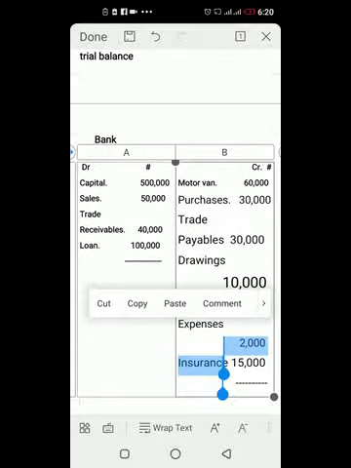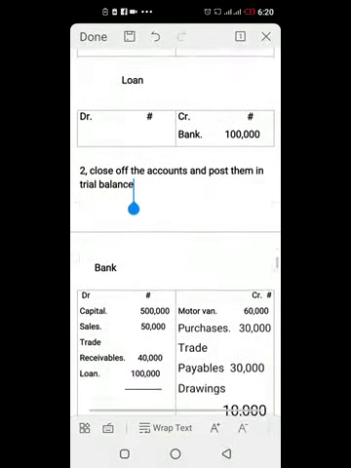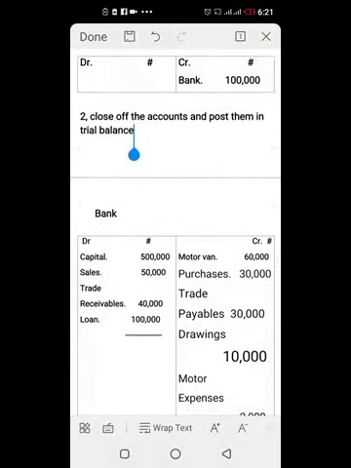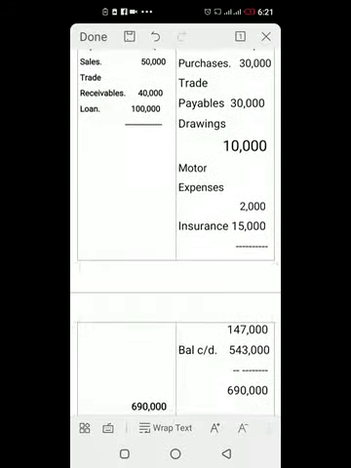Now that will take us to what? Our trial balance. We close off the accounts and then we'll post them in the trial balance. I have explained how we close off accounts. We make the accounts equal. That means the debit side and the credit side must be equal.